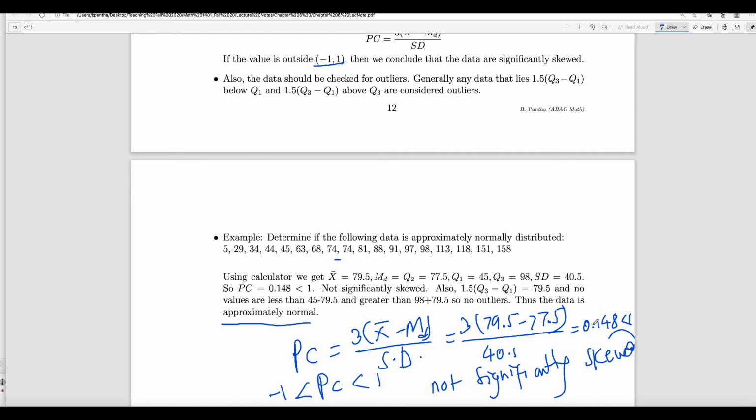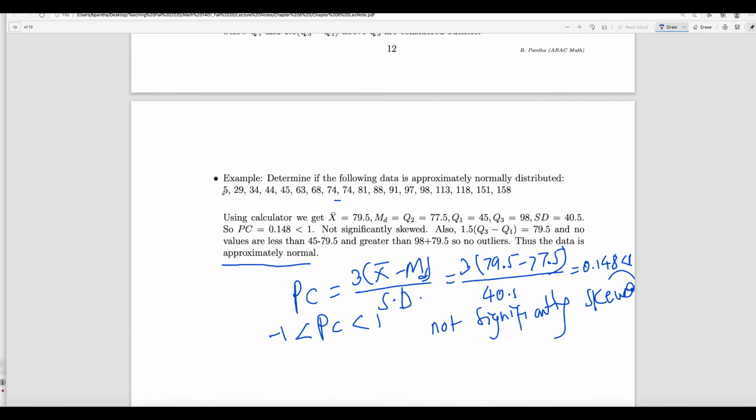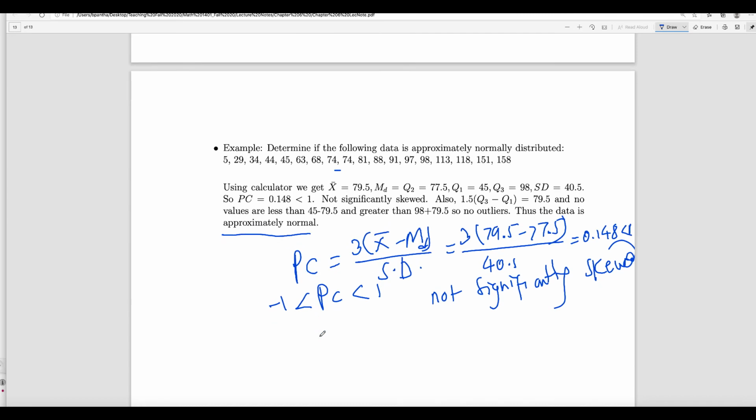As I mentioned, I can draw the histogram of this data. To draw the histogram, you need the class boundaries. To find the class boundaries, first we need the class limits. The highest data value is 158, and the lowest data value is 5.